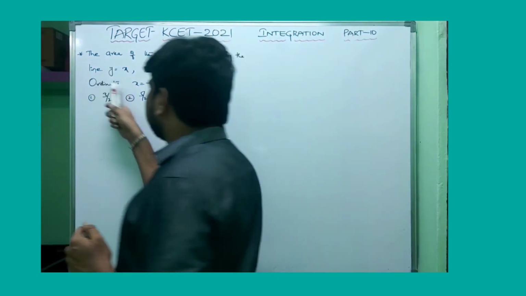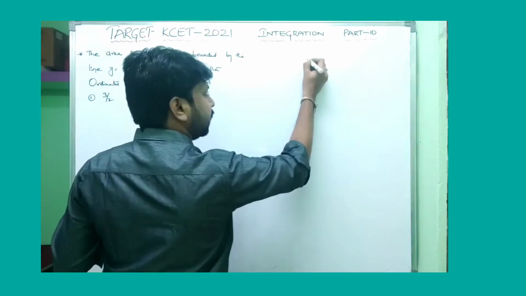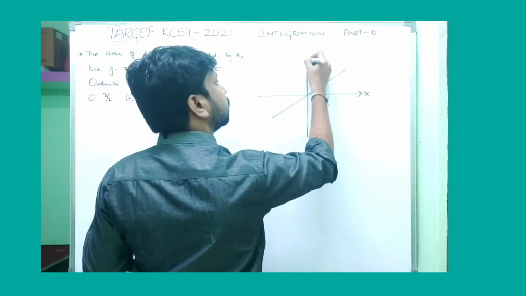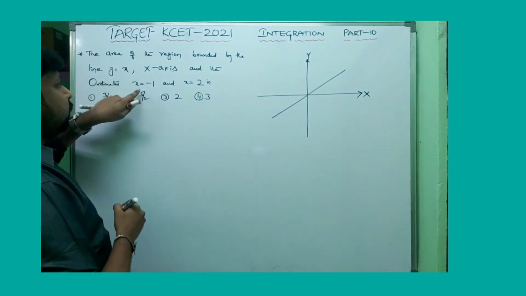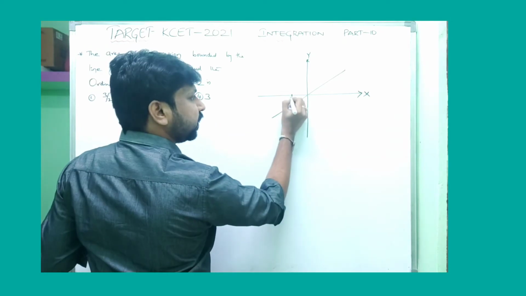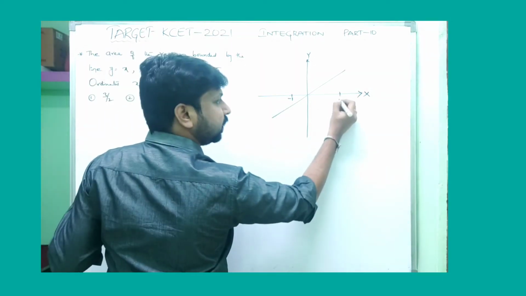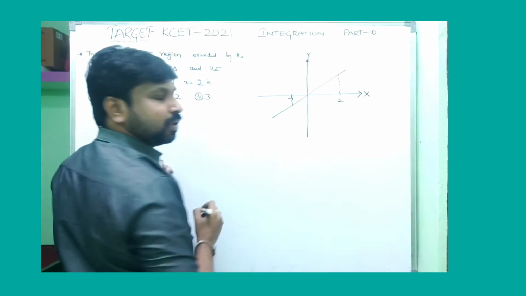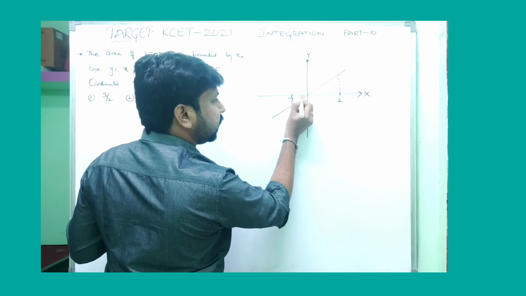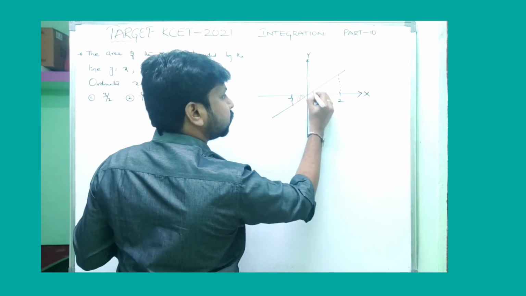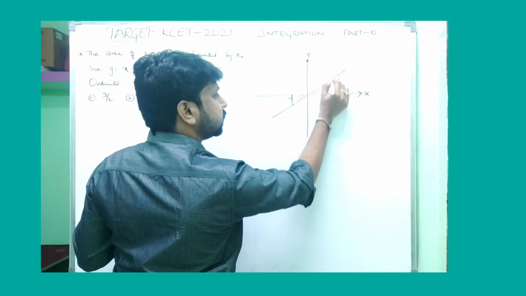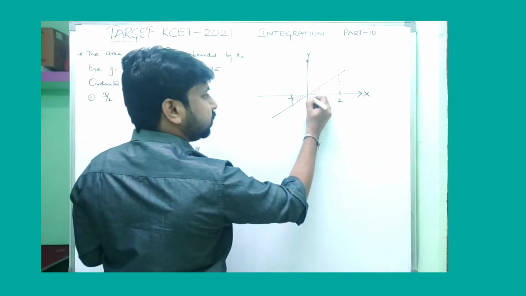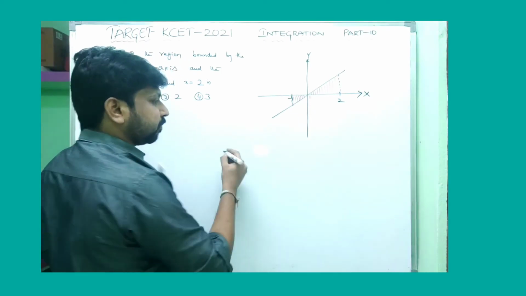Now here the graph is very easy. y equals x, you know very well, it is passing through the origin, obviously. If you observe, x equals minus 1 is somewhere here and x equals 2 will be here. So now you need to find this area, and also you need to find this area. Very easy thing. You are going to split into two parts. This is 0. So required area.